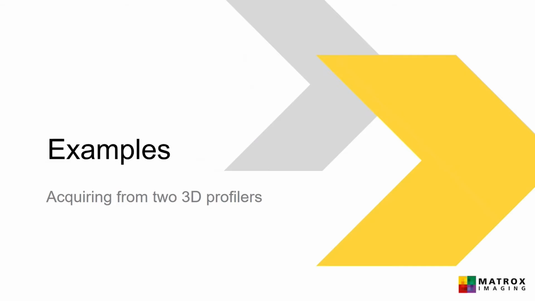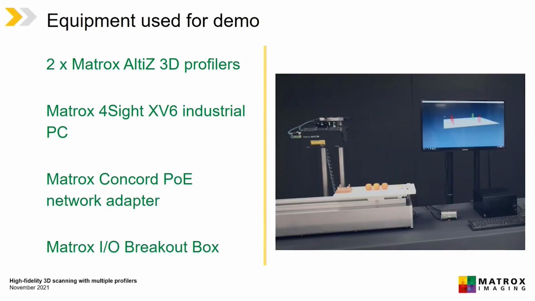In the following slides, we will see some examples where using 2 profilers brings great benefit. To demonstrate the benefits, we built a setup to show some examples. 2 Matrix Altice laser profilers are used for the acquisition and are installed slightly inclined towards each other. They are connected to a Matrox Foresight XV6 industrial PC using a Matrox Concord PoE network adapter.